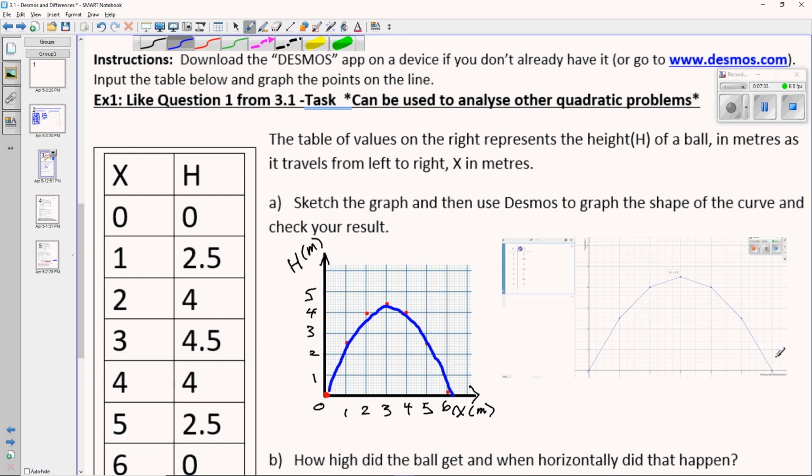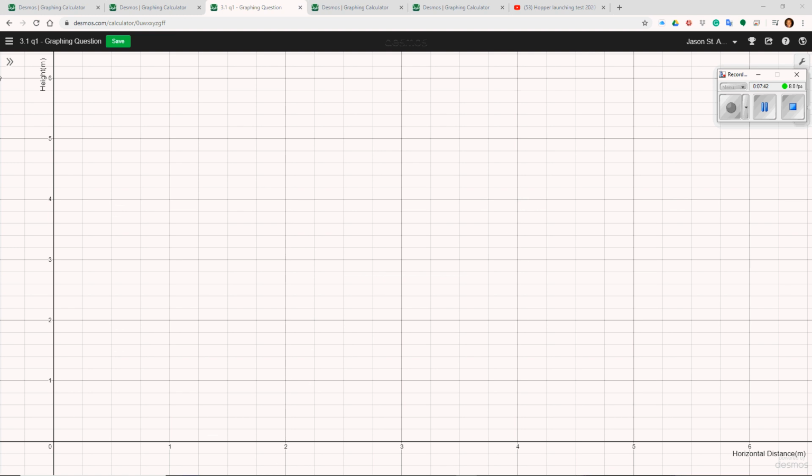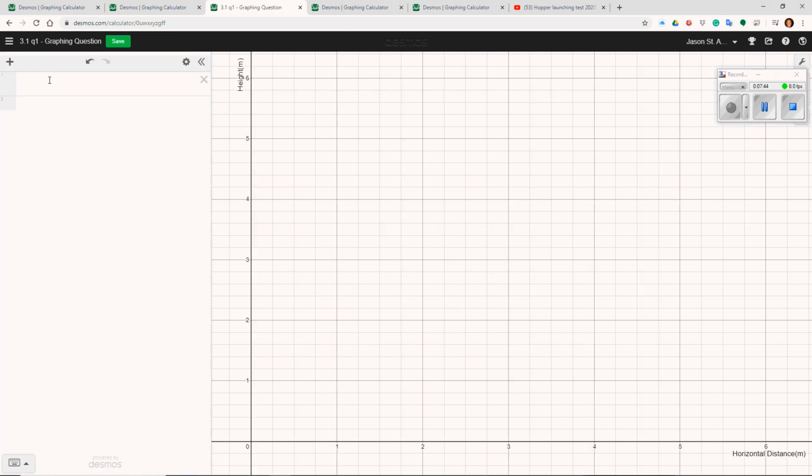Now, the picture that we have on the right here is the result of a graph that I'd prepared on Desmos, and I'll show you how to do that right now. So you go into Desmos and you have something like this, all right? And what you're going to do is click this table and then fill out your points.